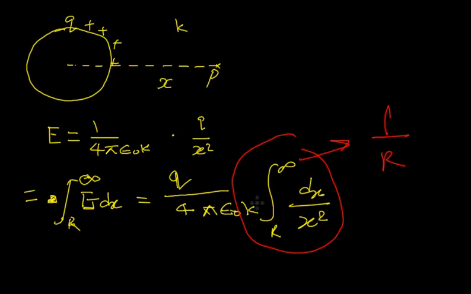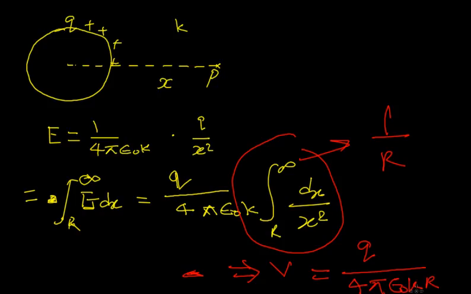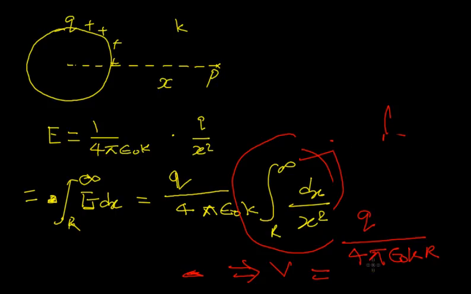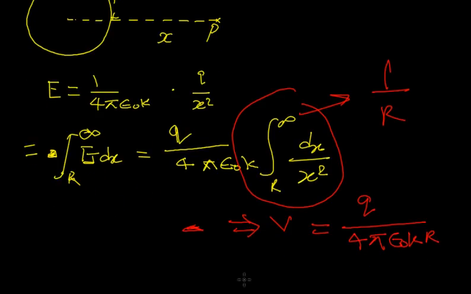Now you will get V equal to Q by 4 pi epsilon naught K into R. Now the value of C: compare with Q equals CV, and you will get C over here.